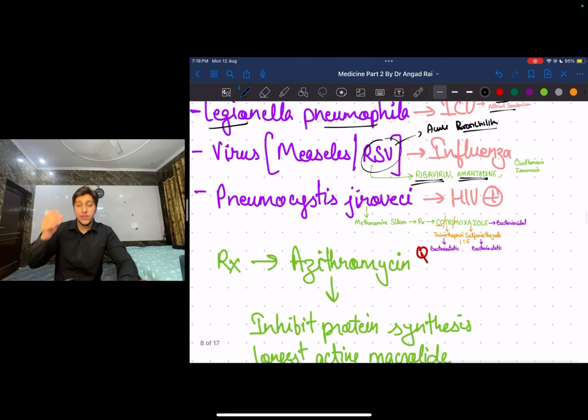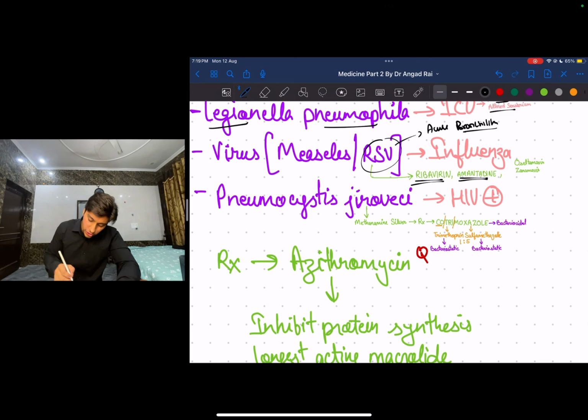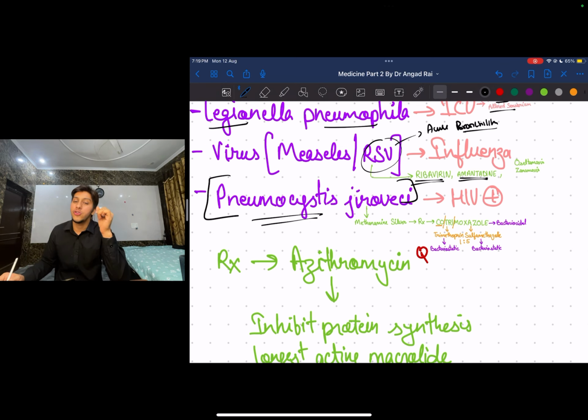Next condition, guys: an immunocompromised HIV patient whose CD4 count is around 200, and you discover that the patient has pneumonia. You thought he has a productive cough and so on, but when you did an X-ray, the X-ray was normal. What is the cause of pneumonia? That is going to be Pneumocystis jirovecii.